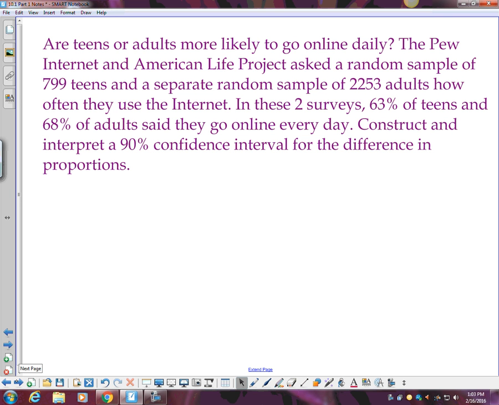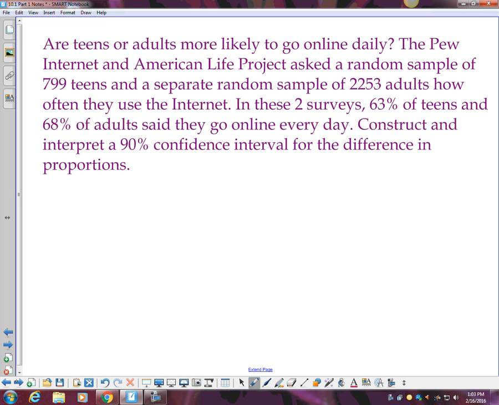Are teens or adults more likely to go online daily? The Pew Internet and American Life Project asked a random sample of 799 teens, and a separate sample of 2253 adults how often they use the internet. In these two surveys, 63% of the teens and 68% of the adults say they go online every day. Construct a 90% confidence interval for the difference of proportions.